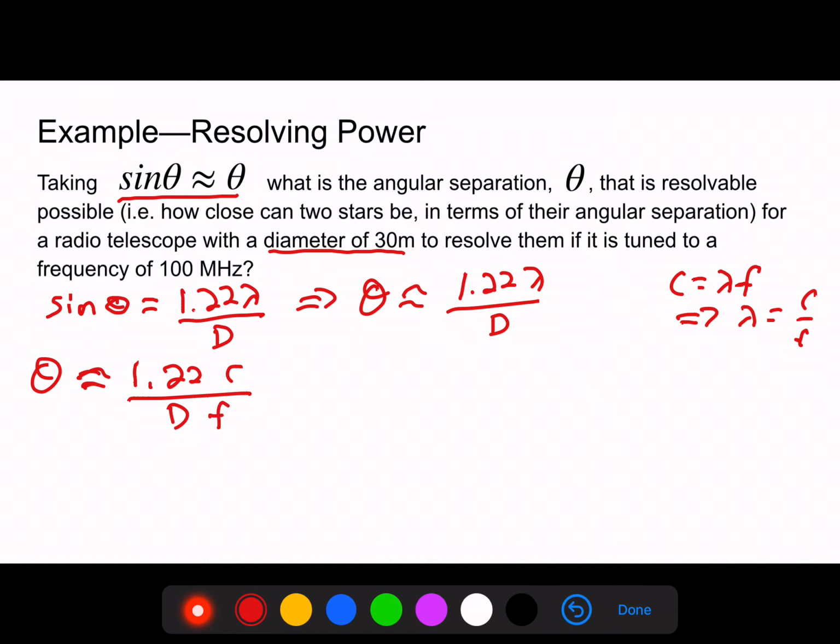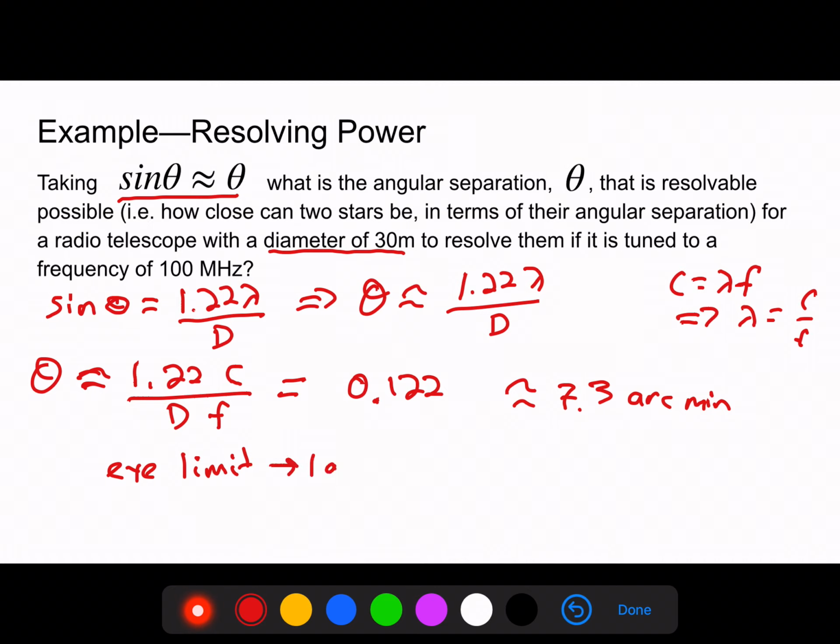Okay, and if I plug in the speed of light, which is 3 times 10 to the 8, the frequency that was given to me, and the diameter, this turns out to be 0.122 for my answer, which is approximately 7.3 arc minutes. Which is interesting because the human eye has a limit of being able to resolve two things that are approximately 1 arc minute apart.